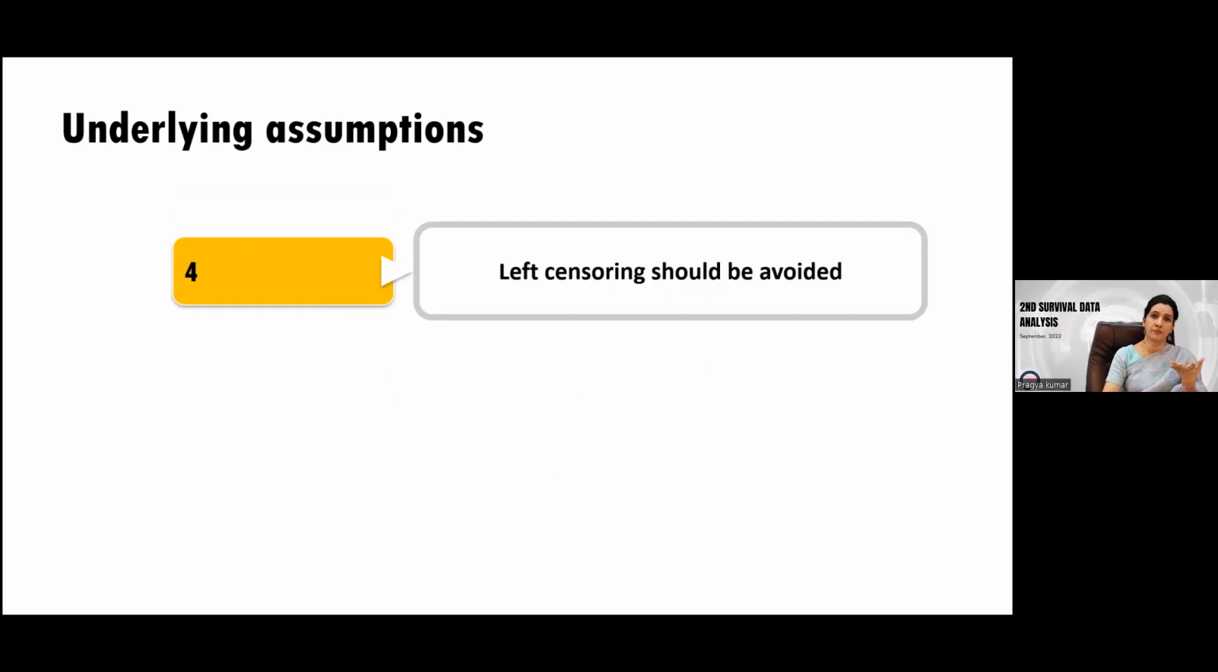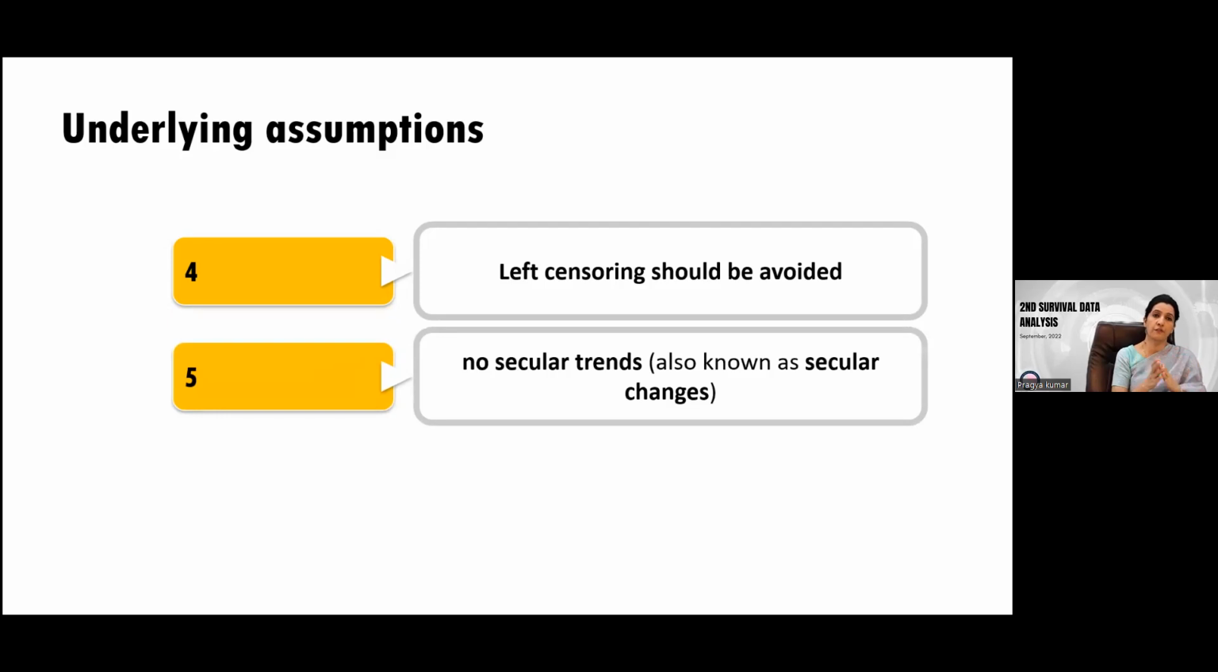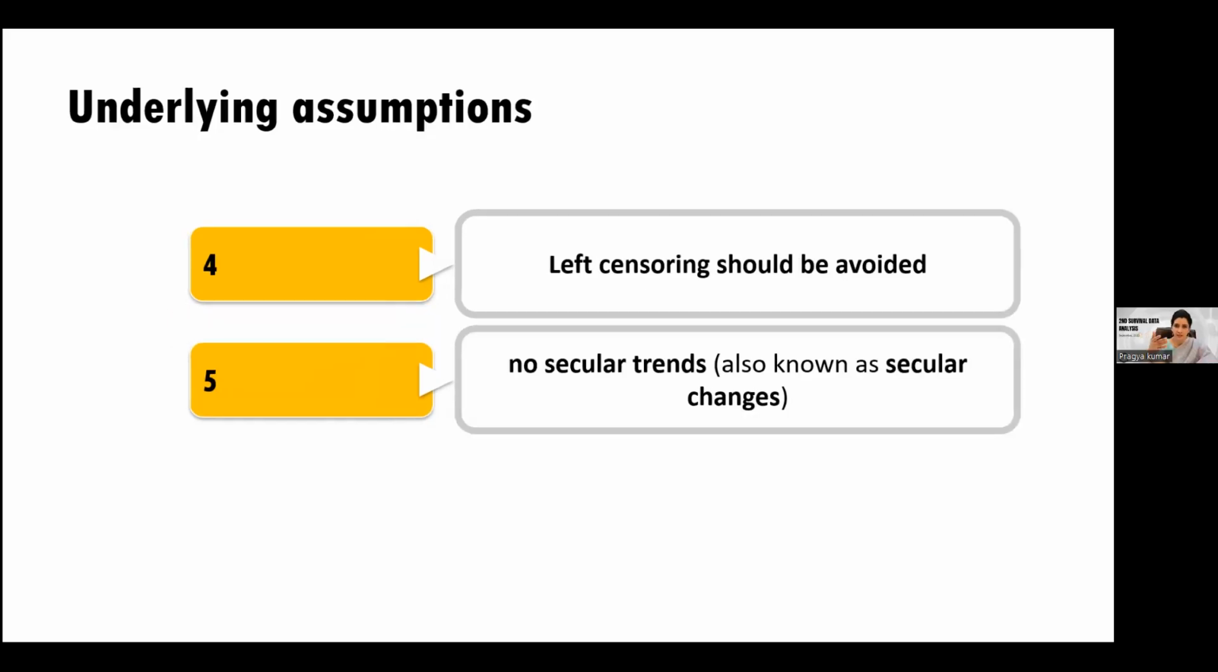So the underlying assumption is that left censoring should be avoided. We have discussed that if you have a clear-cut definition of the event, then usually left censoring is not there. Then the next concept is secular trends, also known as secular changes. What are these secular changes? They affect the right censoring as well as left censoring. To understand this, let's take one example. It is given in many.